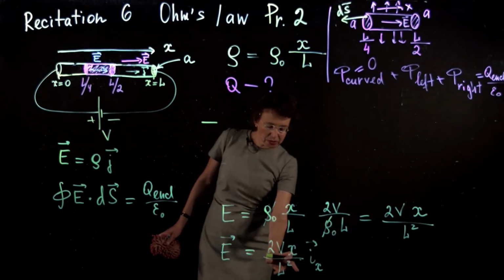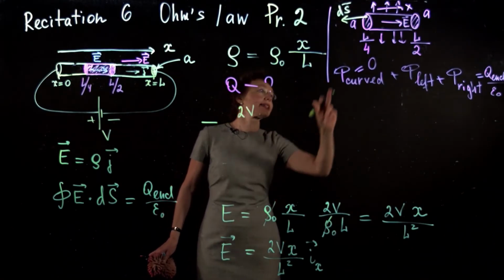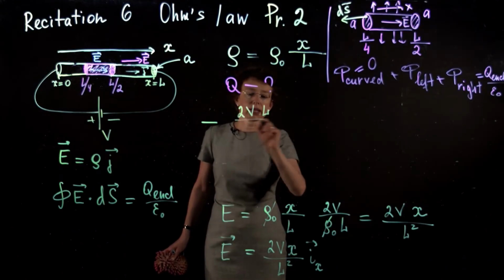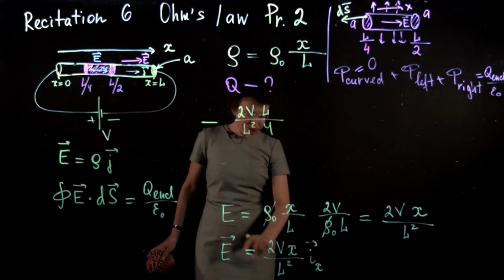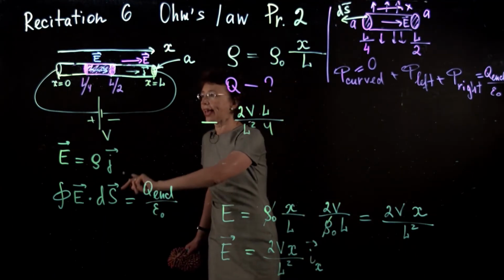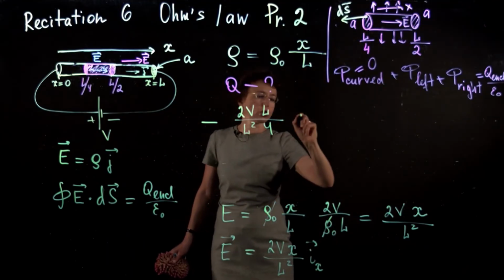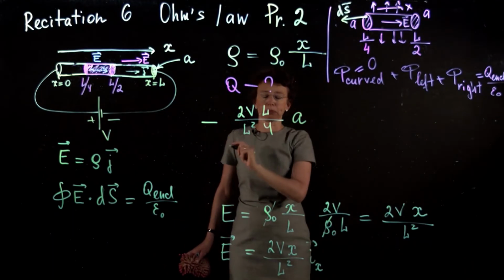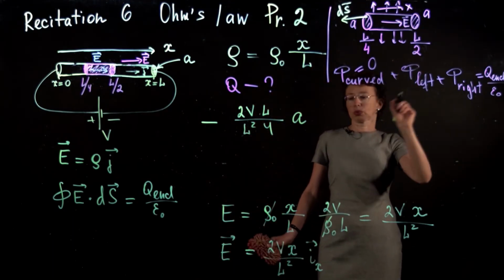Now the magnitude of the electric field is 2V, x is L over 4, L over 4. Then it is L squared right here. This is the electric field. ds, the area vector, this is A. And we already took into account direction by putting minus here. Then what do we have? This is phi left. We are done.